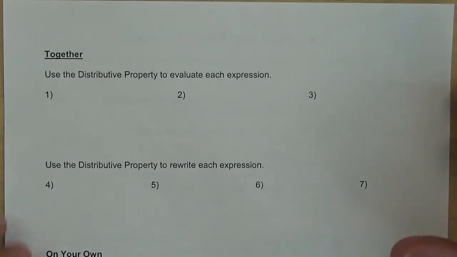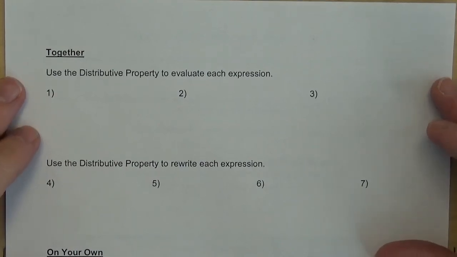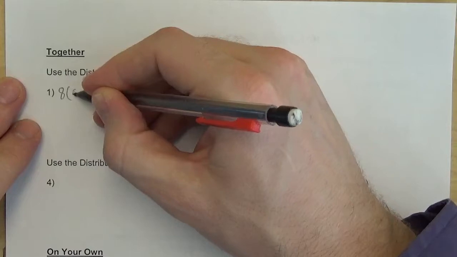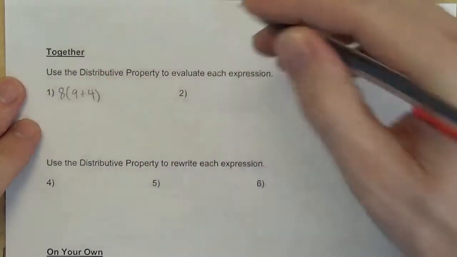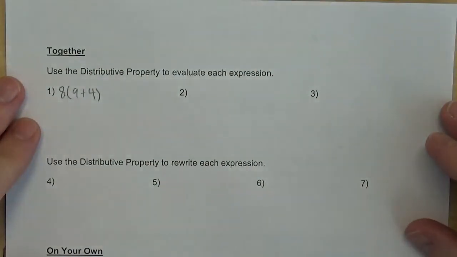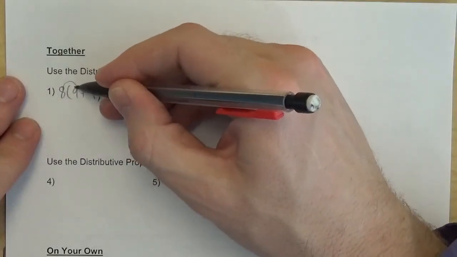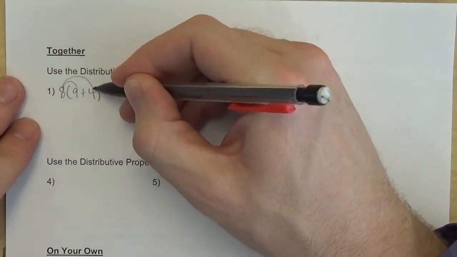It's on the back. It says use the distributive property to evaluate each expression. This is 8, and then parentheses 9 plus 4. All right, so to do the distributive property, we take the 8 times the 9, and then the 8 times the 4, and then add them together.